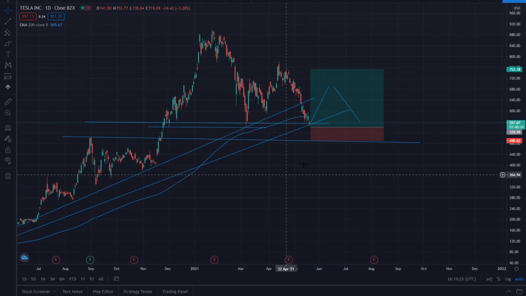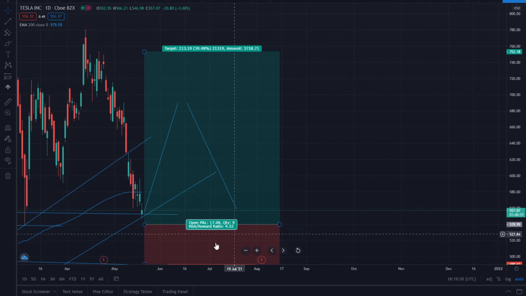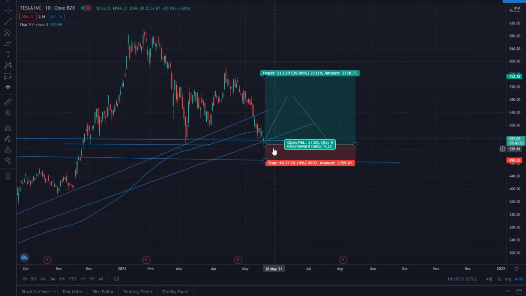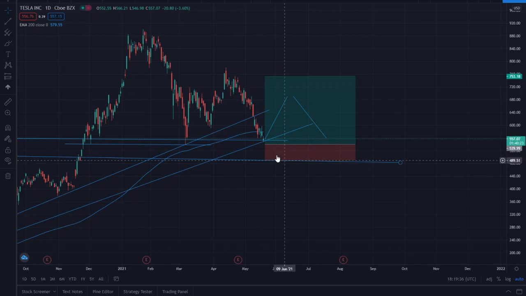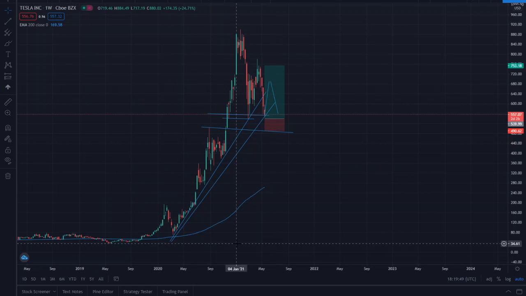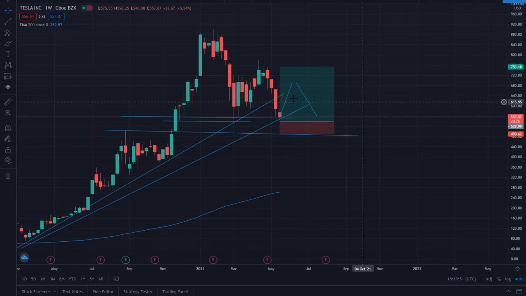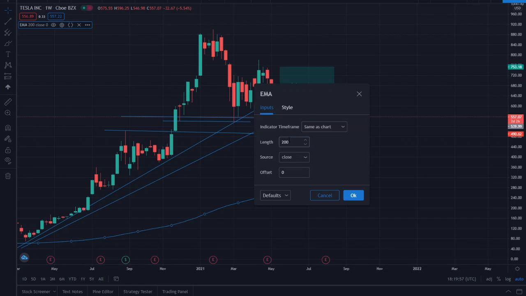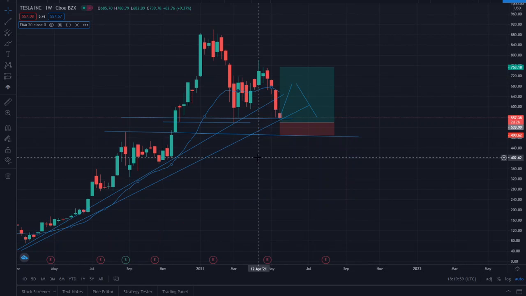But the thing at the moment with Tesla is that the risk-reward ratio is very small, because, like I said, the stop loss could be at around 500, or take the last two candlesticks here at 540. Doesn't really matter. Now, if we take a look at the weekly chart, let's change the EMA. So the 20, well, maybe not 20, maybe the 50.